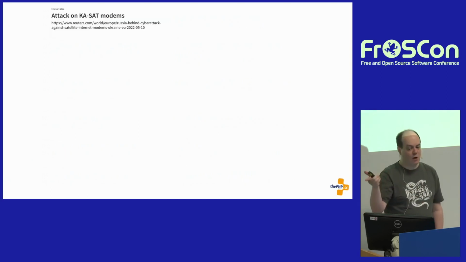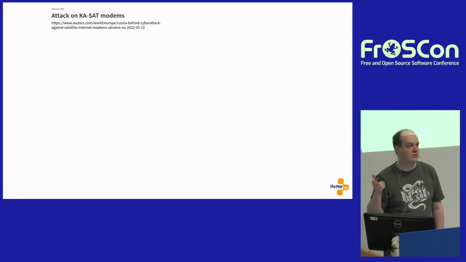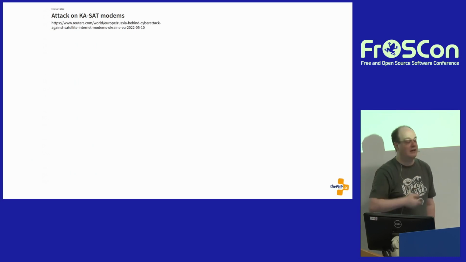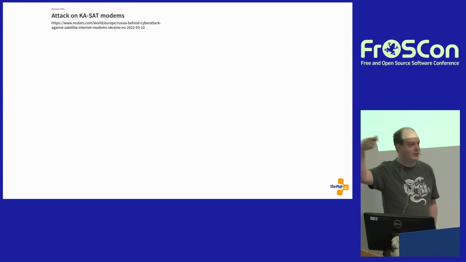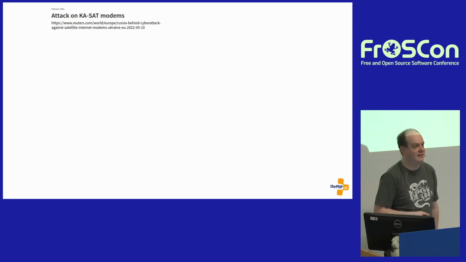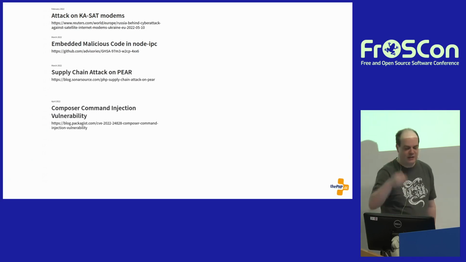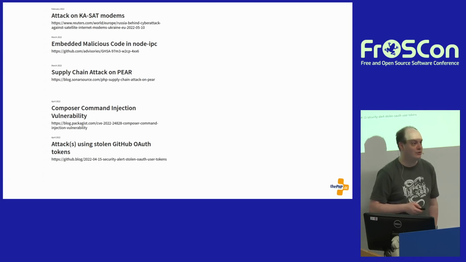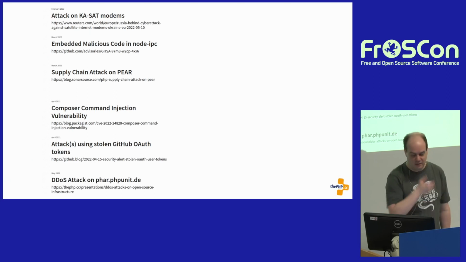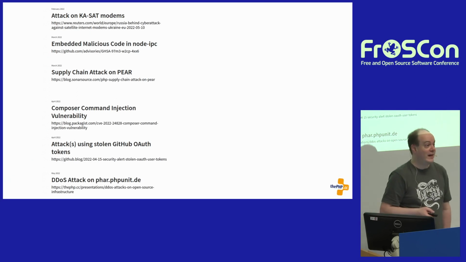Yeah, when the war on Ukraine started, a lot of wind energy turbines started failing because the supply chain for firmware updates for those turbines got compromised, and via satellite an update was installed that basically stopped the turbines. And lots of other stuff. Another supply chain attack on PEAR. GitHub OAuth tokens got stolen, so that is something we need to keep in mind. Yeah, also that can happen.